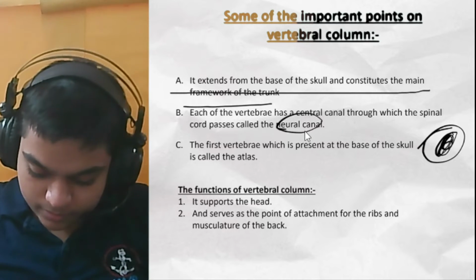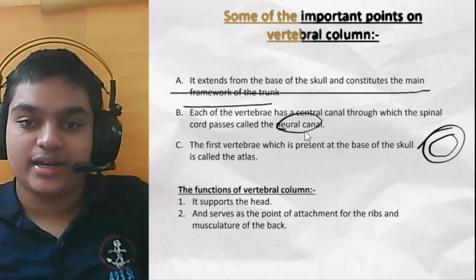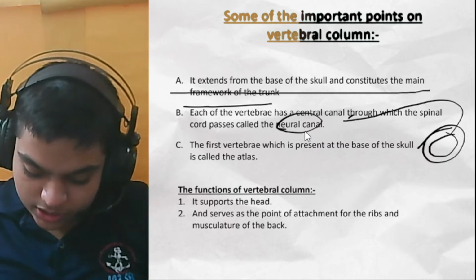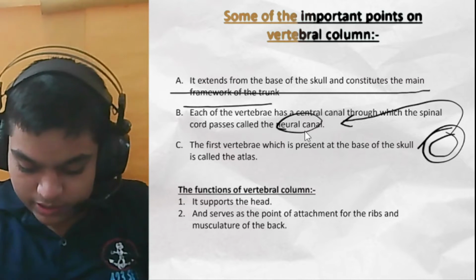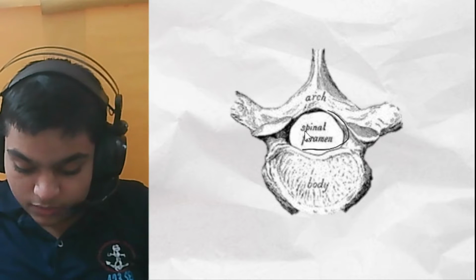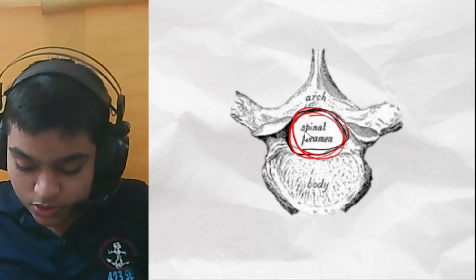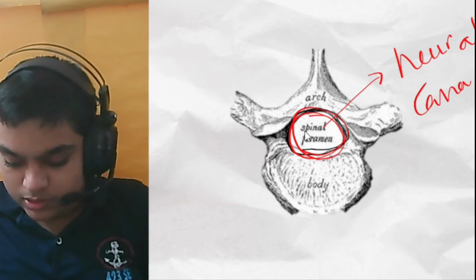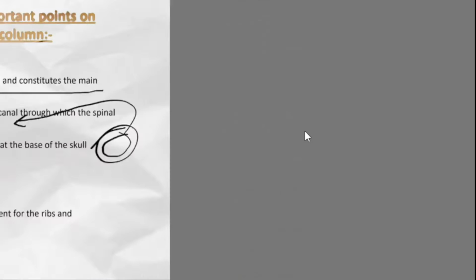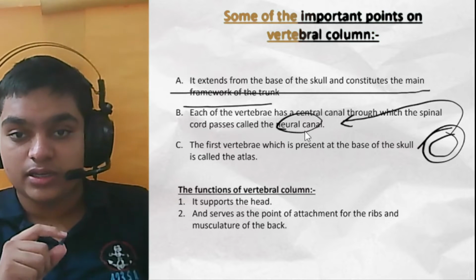This middle one is hollow, and through this the spinal cord passes, and that is why it is called the neural canal or spinal foramen. I will be showing you the structure in the next slide. See this. This is your spinal foramen through which the spinal cord passes. It is also called neural canal. Neural canal, please write it. The spinal cord passes through the neural canal, a hollow structure present in the vertebral column.